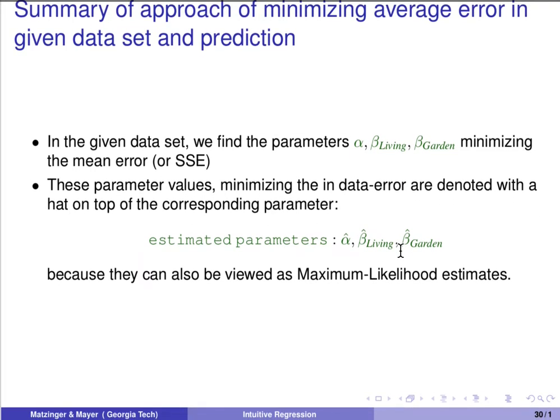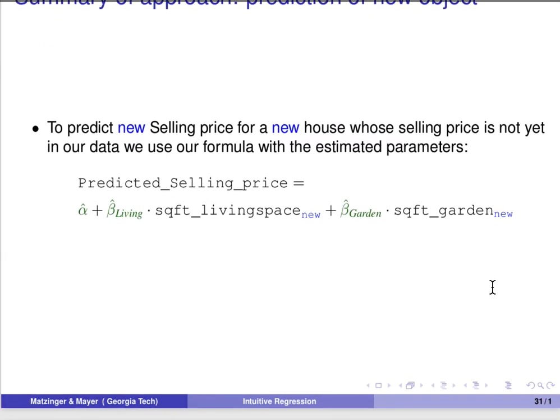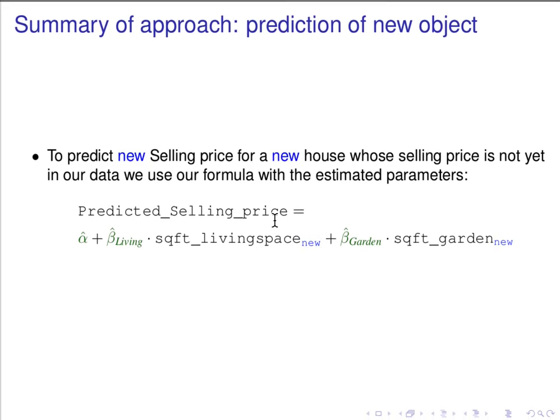So again, I repeat it one more time. We find parameters alpha, beta living, beta garden, minimizing the mean square error or sum of square errors, and we estimate them. They're called estimates, and we'll see later that they can also be viewed as maximum likelihood estimates in certain cases. And then to predict a new house, which has not yet been sold, so we don't know for how much it would be sold, but we are considering, is it worth selling? What will we get? We just apply the linear formula with our parameters, which were best at predicting the houses in the data set, hoping that they would do a good job at predicting our house.